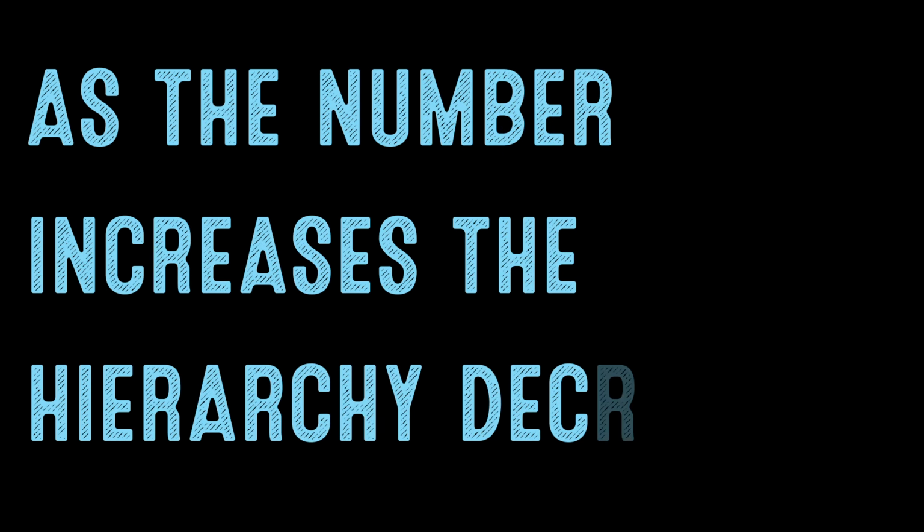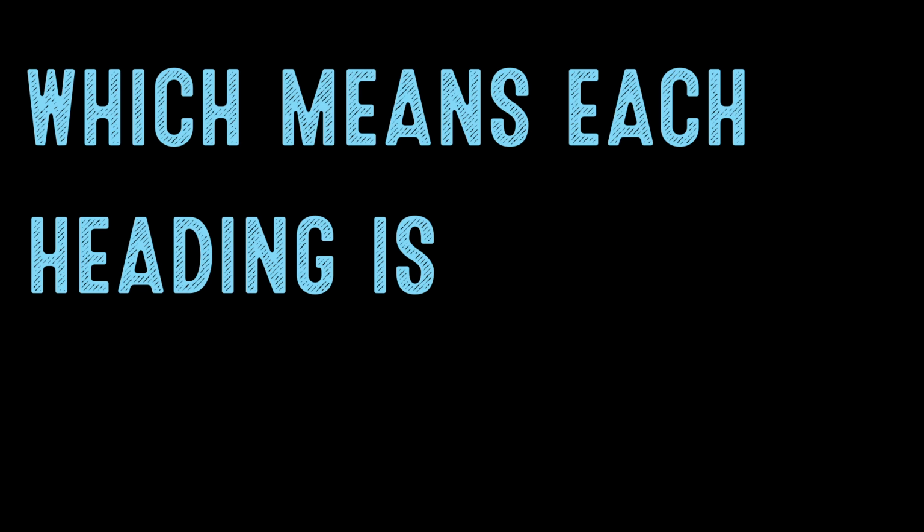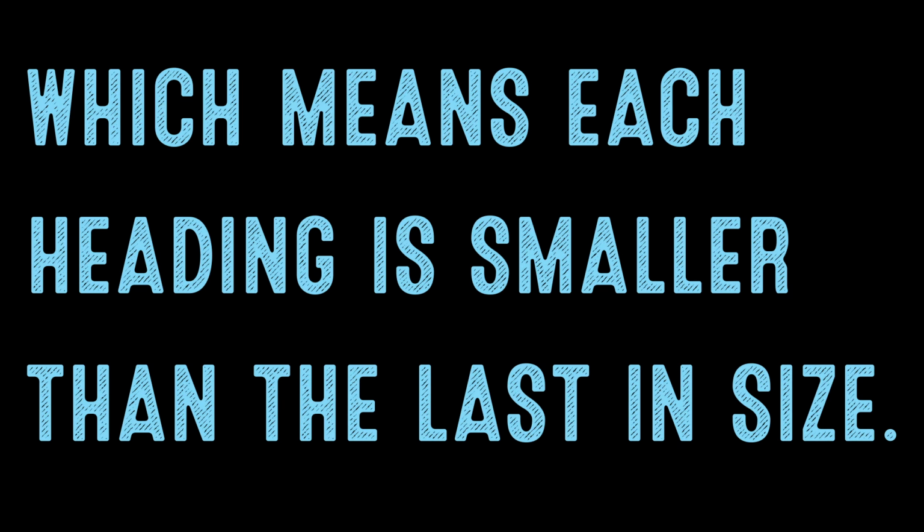A main H1 heading, an H2 subhead, an H3 subhead, an H4 subhead, an H5 subhead, and an H6 subhead. As the number increases, the hierarchy decreases, which means each heading is smaller than the last in size.